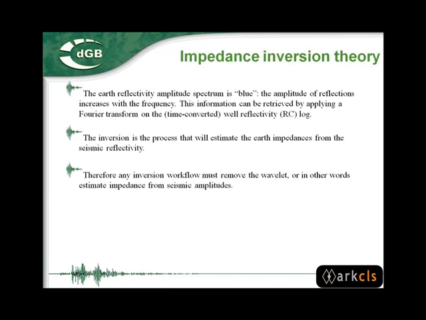Let's give a small word on impedance inversion theory. The Earth's reflectivity amplitude spectrum is blue. Therefore, this means that the amplitude of reflections increases with the frequency. This information can be retrieved by applying a Fourier transform on time-converted reflectivity log. This is part of what is being done in the workflow. The inversion itself is the process that will estimate the Earth's impedances from the seismic reflectivity. Therefore, any inversion workflow must remove the wavelet, in other words, estimate impedance from seismic amplitudes.